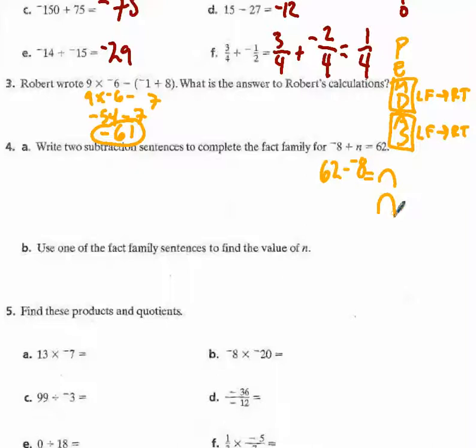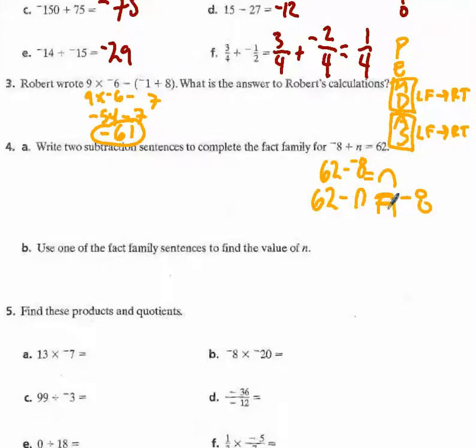Well, let's do this. We could say 62 minus n is going to equal -8. That would also work. Let's leave it at that.